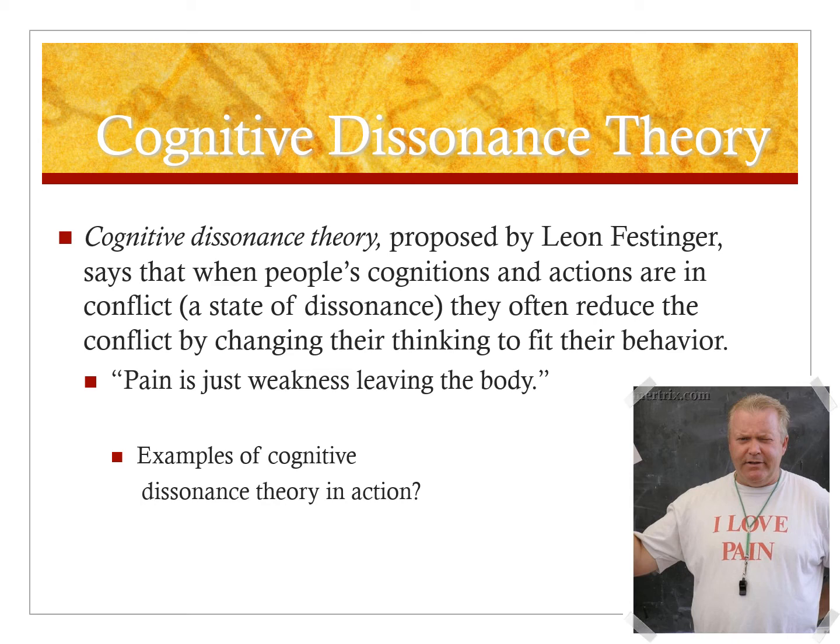So the cognitive dissonance theory, proposed by Leon Festinger, says that when people's cognitions and actions are in conflict, a state of dissonance, they often reduce the conflict by changing their thinking to fit their behavior, right? So, when you're working out and you're in a lot of pain, you're like, what do I do? Do I keep working out? But I don't like the pain. So then you change your way of thinking: but the pain is just weakness leaving the body, right? It's good for me.